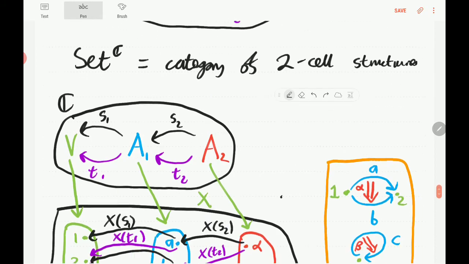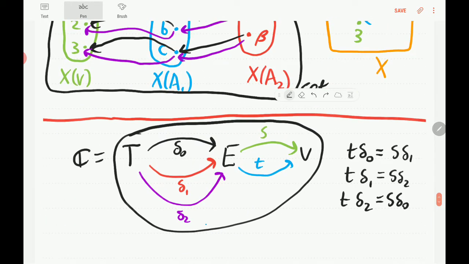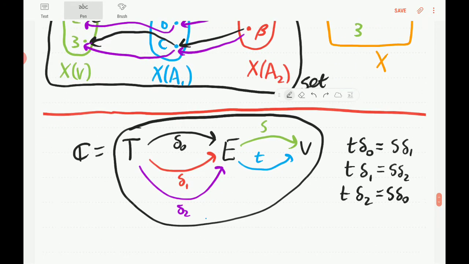Okay, so finally, a very interesting case is this case of what I call triangulated spaces. So let's consider the case where C is this category here. So we have objects T, E, and V, and we also have these three parallel arrows, delta 0, delta 1, and delta 2 from T to E, and these two parallel arrows, S and T, from E to V.